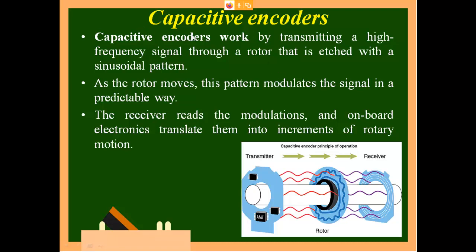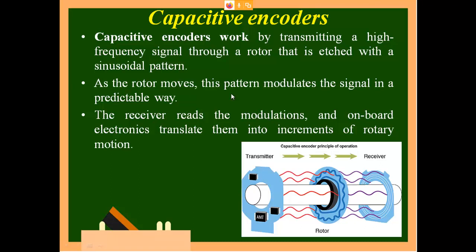So here a capacitive encoder works by transmitting a high frequency signal through a rotor that is etched with a sinusoidal pattern. Here you can see there is metal which has been placed in a sinusoidal fashion. From the transmitting end, I will send a very high frequency, and when it is not rotating, the same passes to the receiver, whereas when this starts to rotate, the frequency of your transmitter will change, and by that I will try to read.